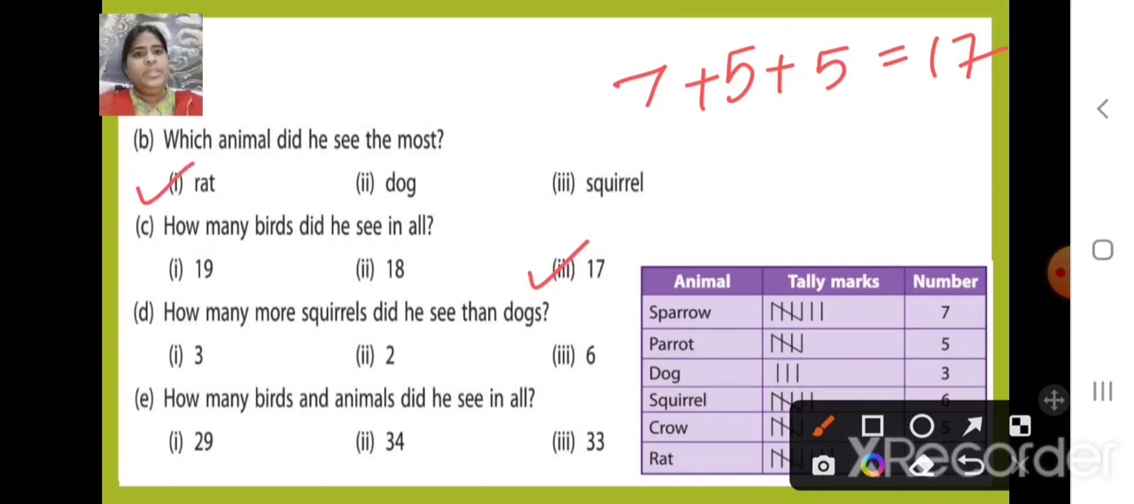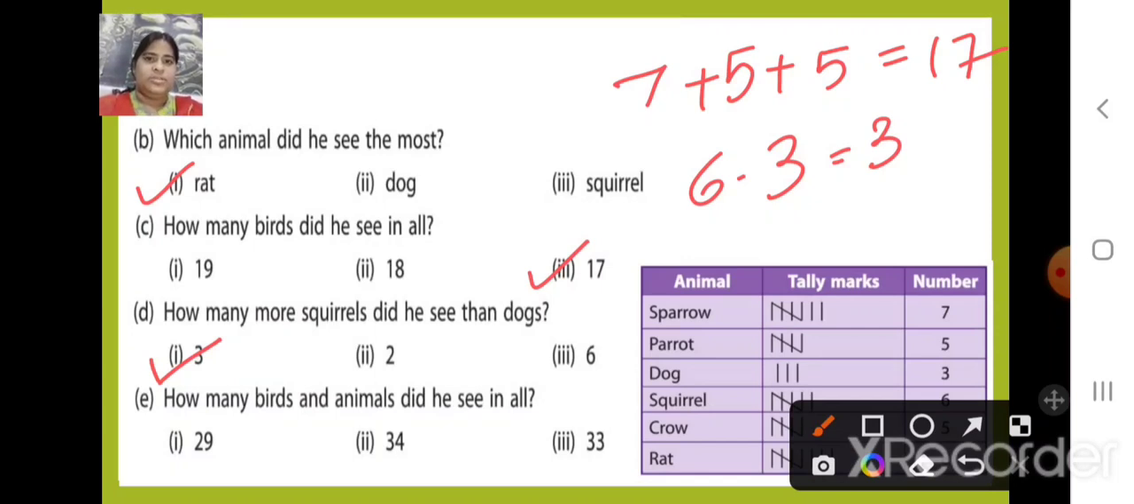D is how many more squirrels did he see than dogs? Okay. How many squirrels are there? There are 6 squirrels. Correct. Then how many more squirrels did he see than dogs? How many dogs are there? There are 3 dogs. Correct. So 6 minus 3 is equal to 3. So 3 more squirrels he saw than dogs. Correct.